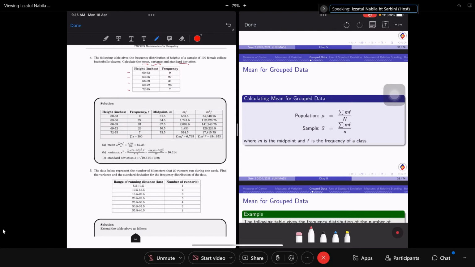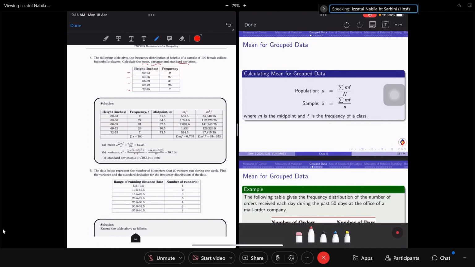For group data, you have another formula to calculate mean, variance, and the standard deviations. For mean, it's like this.